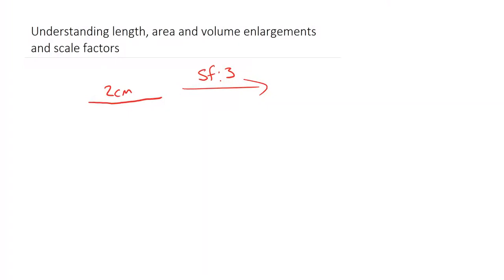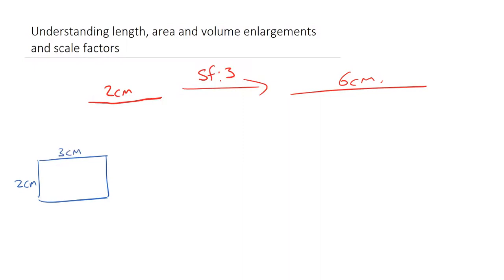All right, SF for scale factor. Then, of course, my line gets bigger and it is now 6 centimeters. But what about now if we think about a little rectangle, and this is 2 centimeters by 3 centimeters? What would happen if we enlarge that by a scale factor of 3? Well, when I say scale factor, I'm talking about what's known as a linear scale factor, which means it's just going to change the length of the sides.